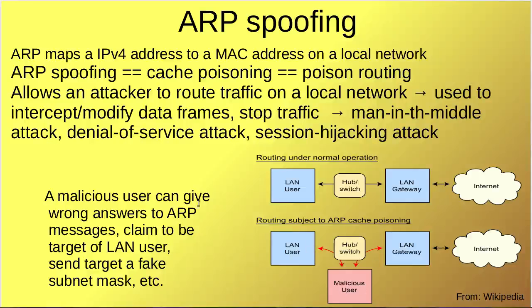Okay, so a malicious user can give the wrong answers to ARP requests and claim to be the target of the LAN user, and send a fake subnet mask and all of that, and thereby pretend to be the LAN user, thereby figuring out what addresses or what places this LAN user is accessing on the network, for example, your bank website, things like that.